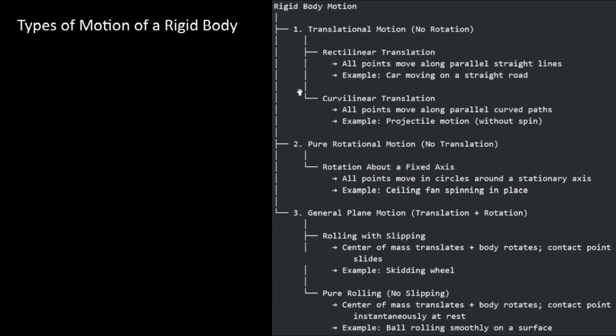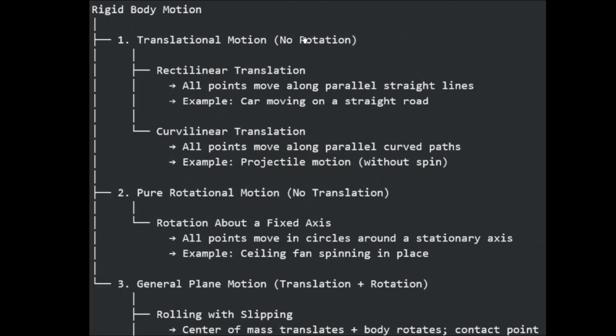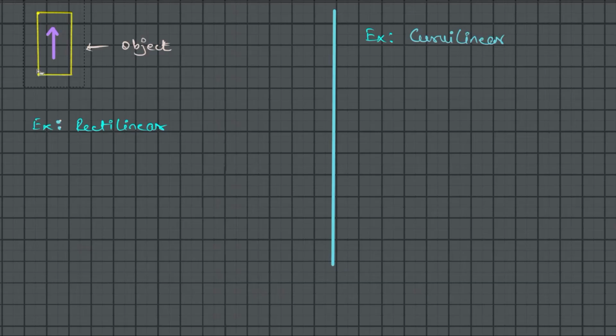So we are looking at types of motion. Under that, we have three different types. One is translation, pure rotation, and general plane motion, which is a combination of translation and pure rotation. So what is translation? Translation has no rotation, is what I've written over here. Pure rotation has no translation. Let me give an example. This is an object. Can you please observe the object once? It's a rectangle in shape and it has an arrow.